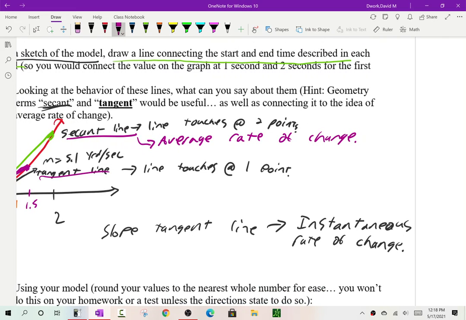Tangent lines are instantaneous rates of change, or the slope of tangent lines are instantaneous rate of change, where the slope of secant lines is average rate of change.